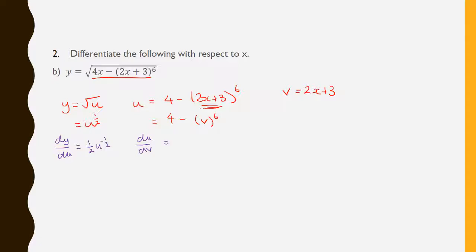The derivative of 4 is 0. The derivative of negative... Oh, and I'm very sorry. Hold on a minute. Sorry. Oh, what have I done? Almost made a mistake there. This should have been 4x here. 4x, 4x. Terribly sorry about that, everyone. Okay, so the derivative of 4x is 4 minus the derivative of v to the power of 6. I multiply by 6 and I subtract 1 from the power. Finally, I need to differentiate v with respect to x, and I get 2.